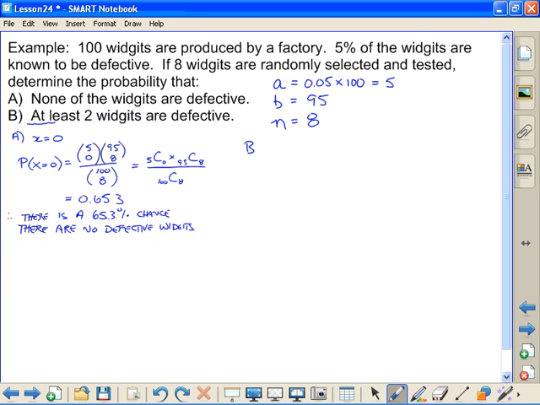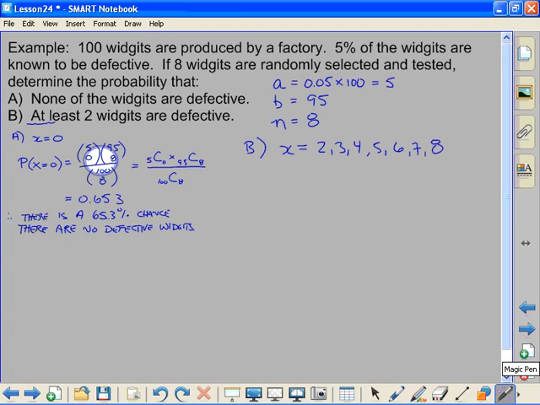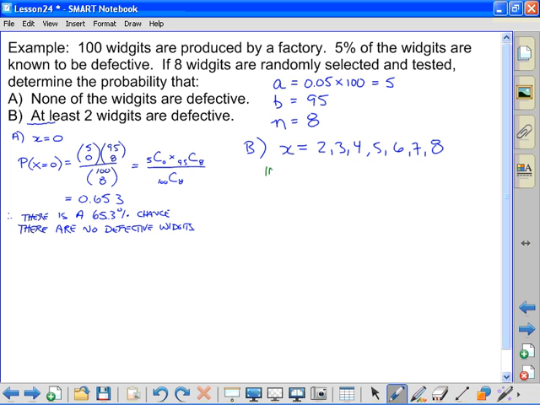B part. A and B don't change because we're looking at defective widgets still, but at least 2 are defective. So that means our X value, at least 2, would mean 2, 3, 4, 5, 6, 7, 8. I don't want to have to add up or do all those calculations because we'd have to take this particular formula and we'd have to repeat it for 2 through 8. So here's an example of an indirect method. We're going to go the opposite direction.